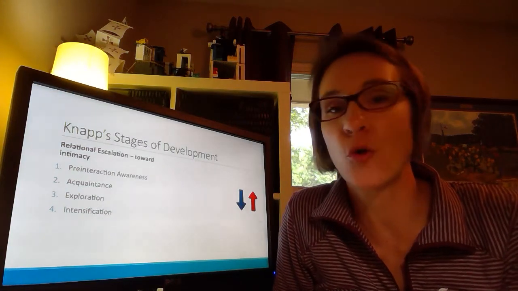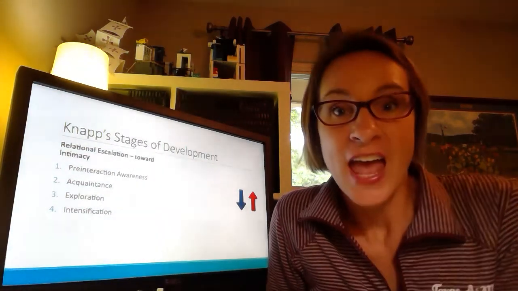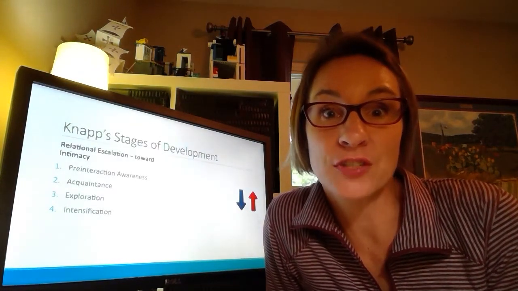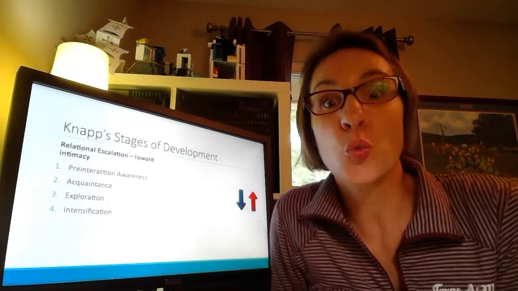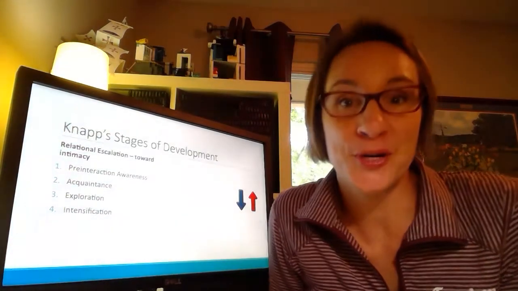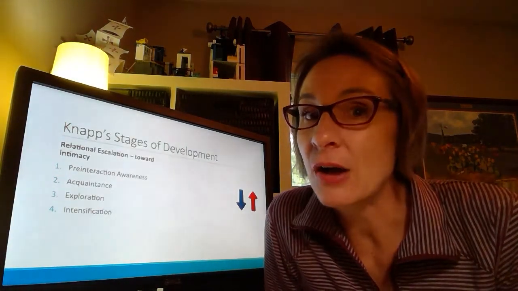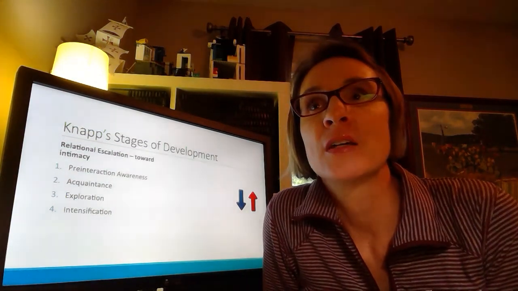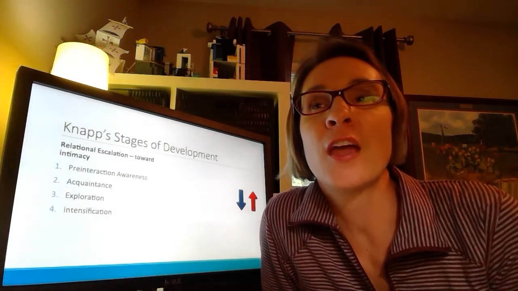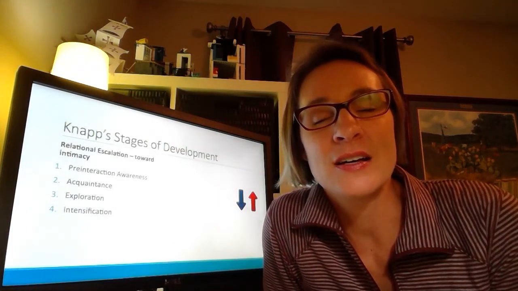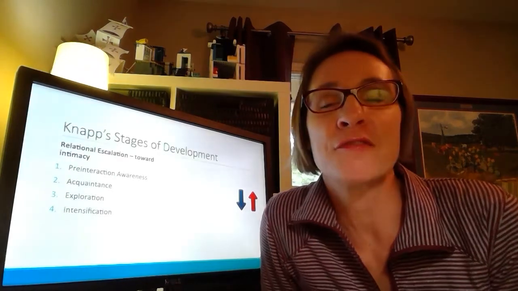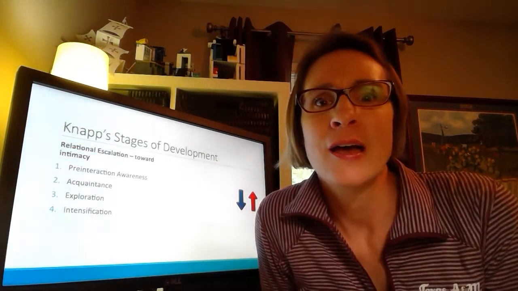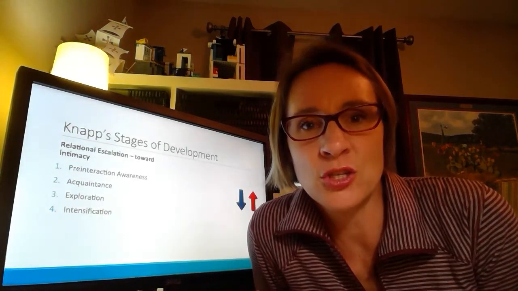Stage 4 is intensification. And this is where we begin what is called risky self-disclosure. In this stage, we are now telling that person important things about us that we don't tell other people, that might be information that is hurtful if they were to tell other people about it. And so this is important information to us.